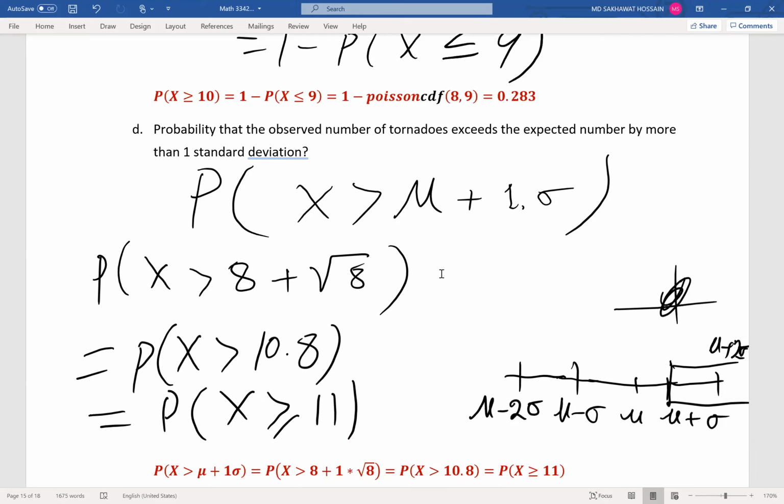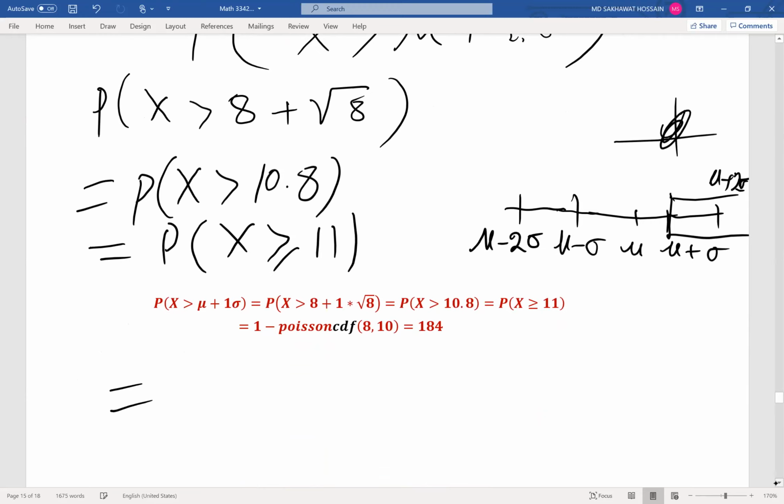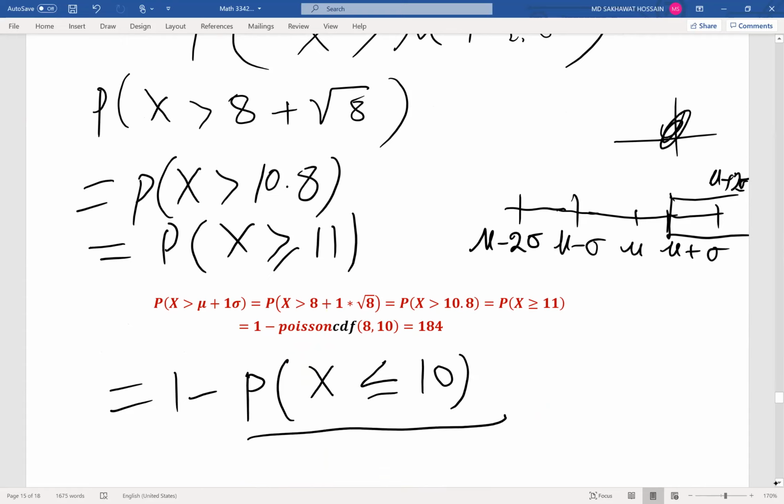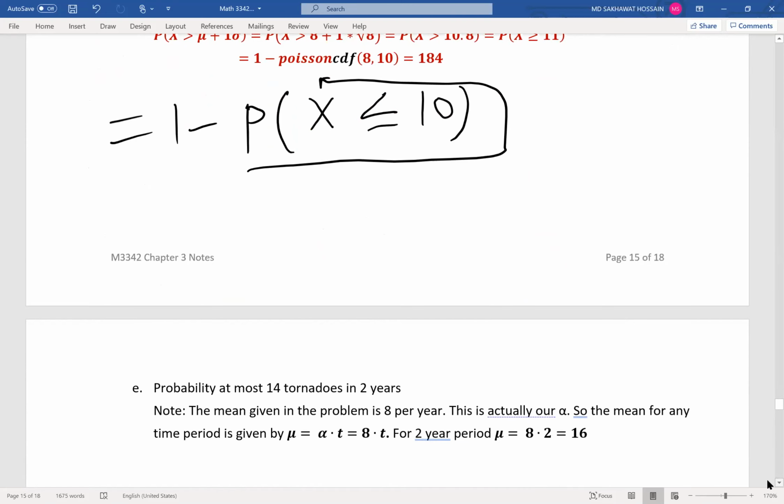Whatever it is. So now to find this probability, you cannot directly use the calculator. What you can do is take the complement of this one. The complement is 1 minus the probability of x less than or equal to 10. And for this part, you can use this CDF function, Poisson CDF, 10. Any question? Do you have any question?